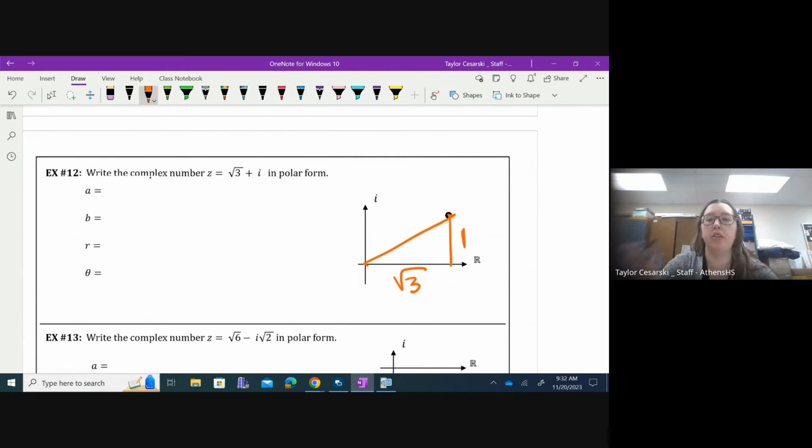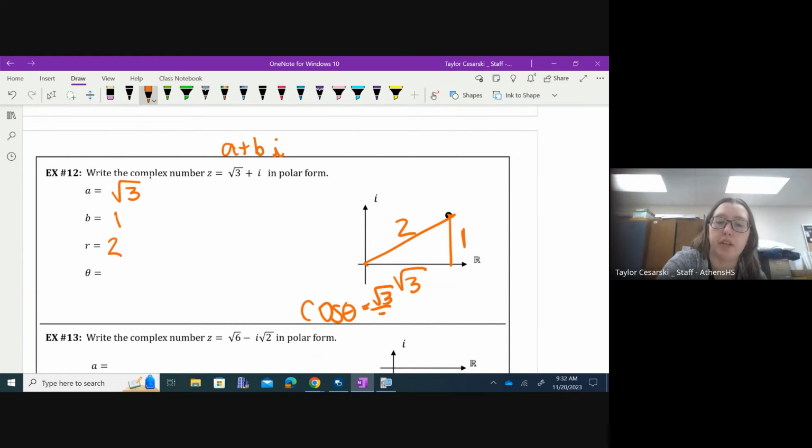If I use the Pythagorean theorem, take a second, try and do it yourself, I'll end up with a hypotenuse of 2. Remember, this is in the form a plus bi, so a would be root 3, b would be 1. My r is 2. I did that with the Pythagorean theorem, or you could recognize those numbers, that cosine would be root 3 over 2, and sine would be 1/2. Well, if cosine of theta equals square root of 3 over 2, what angle am I talking about? I'm talking about pi over 6.